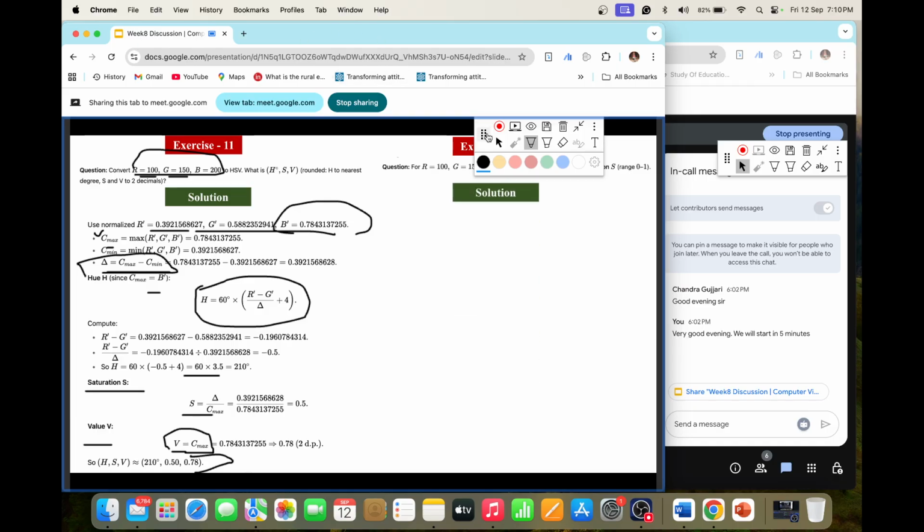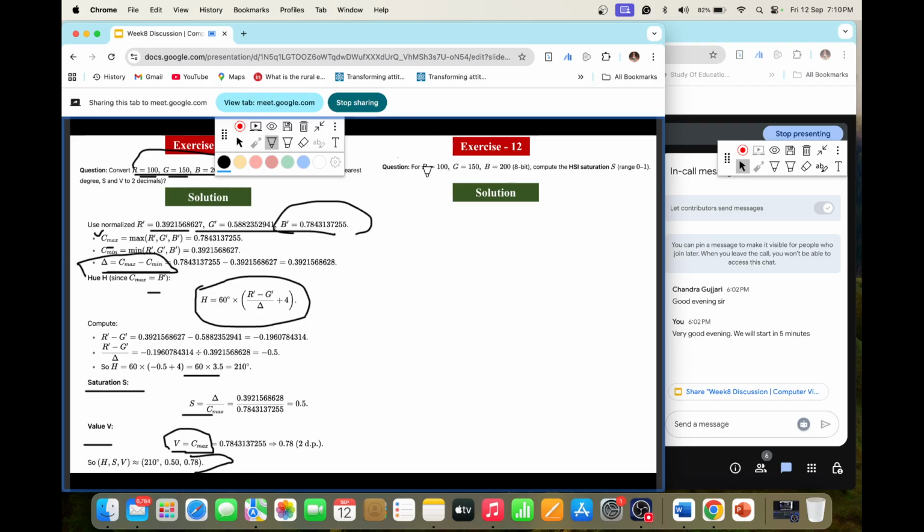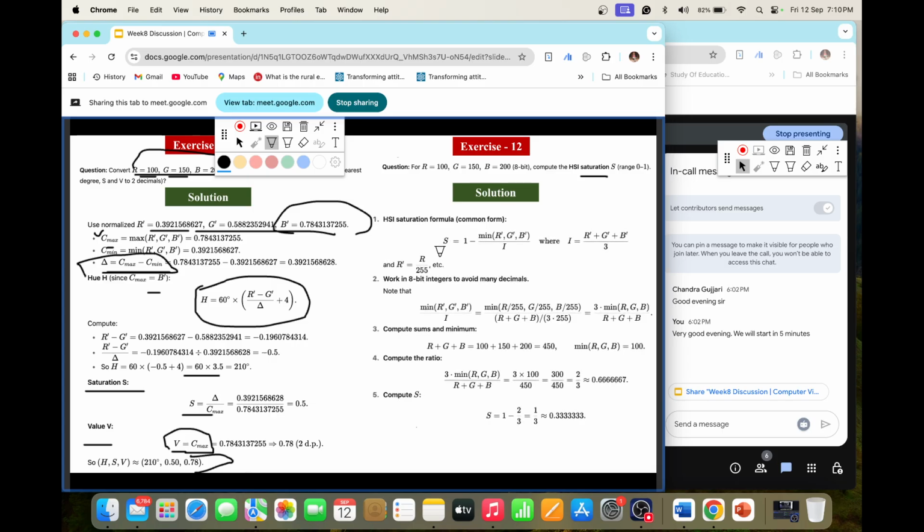There is another problem that has been quite often asked: calculating the S from HSI saturation. So what is the formula? Always remember this formula in mind. This is the saturation formula, that is 1 minus minimum of R dash, G dash, B dash by I. I is nothing but the mean of R dash, G dash and B dash. You have R dash, G dash and B dash, so you can calculate I, that is (R dash plus G dash plus B dash) by 3, and also you can calculate the minimum of R dash, G dash, B dash.